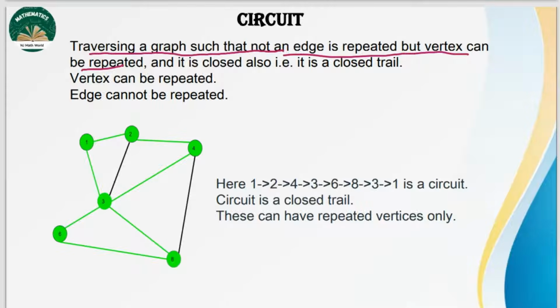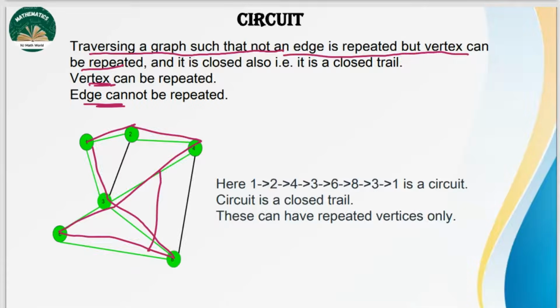So here we can take from 1, 1 to 2, 2 to 4, 4 to 3, 3 to 6, 6 to 8, 8 to 3, 3 to 1. This is a circuit, which is a closed trail. It can have a repeated vertex only. A vertex can be repeated, but edges should not repeat in a circuit.